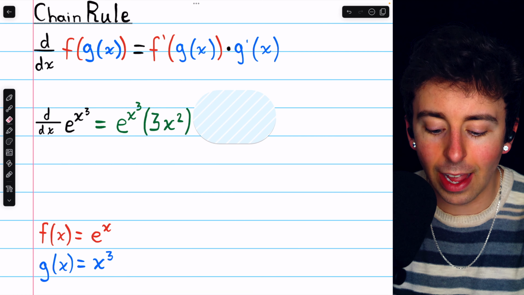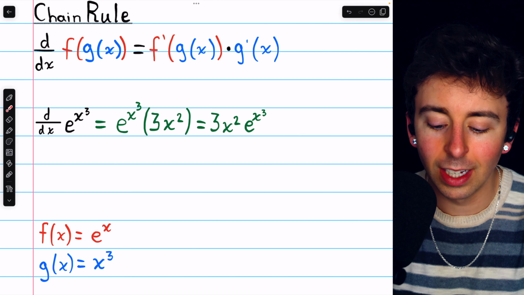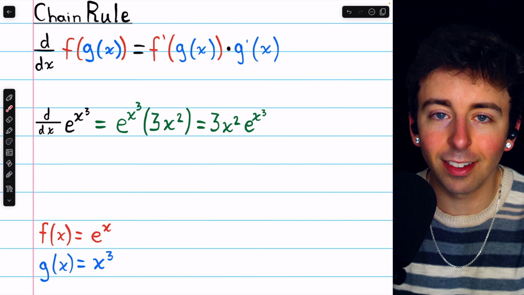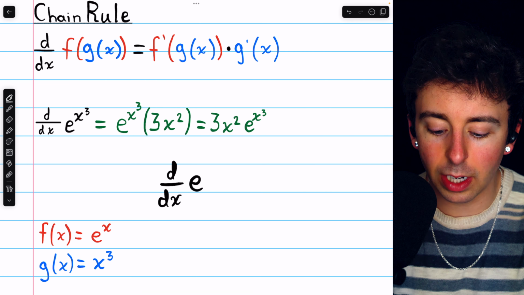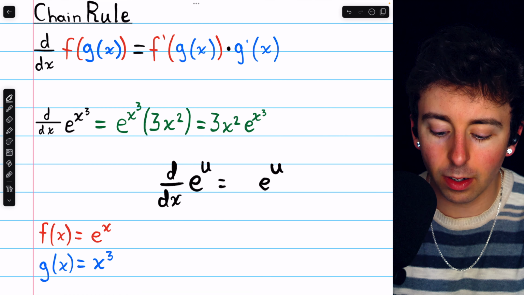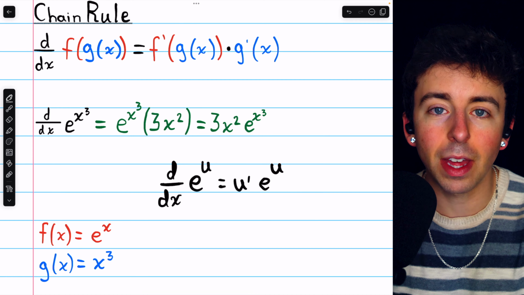Finally, just for style, we'll move the 3x squared to the front. This is how most people would prefer to write it. 3x squared, e to the x cubed. Anytime you're taking the derivative of e to some function, it's just going to be e to that function multiplied by the derivative of that function.